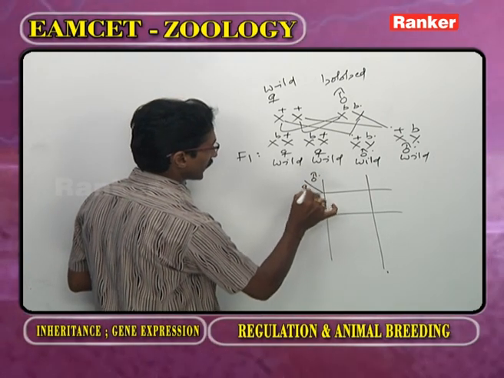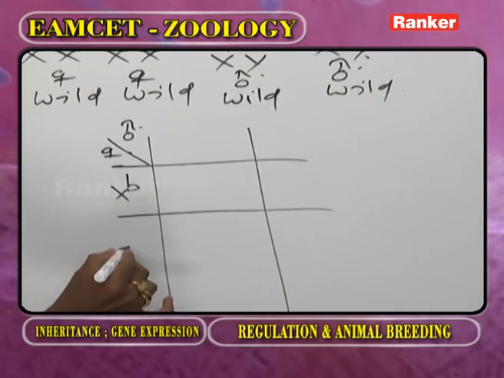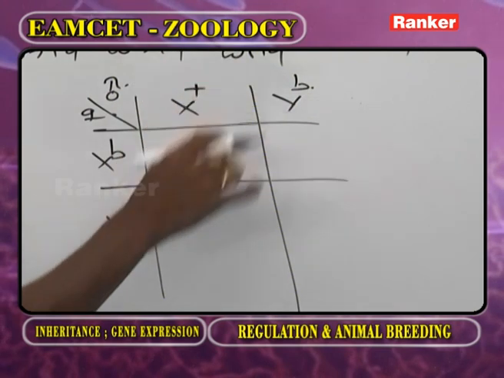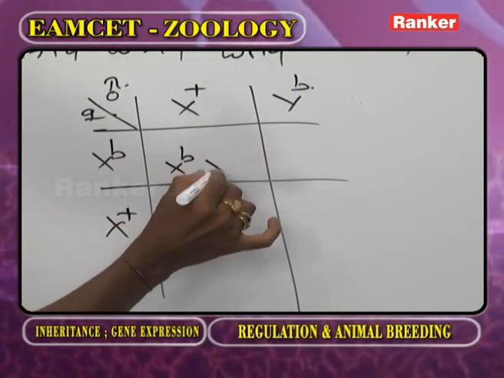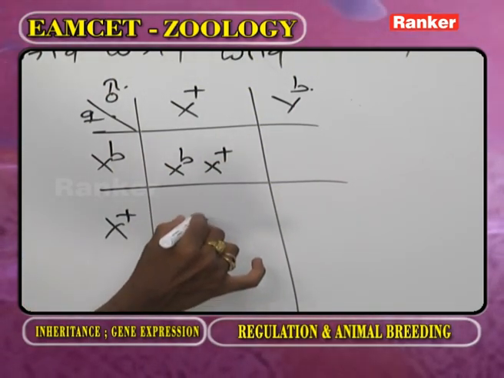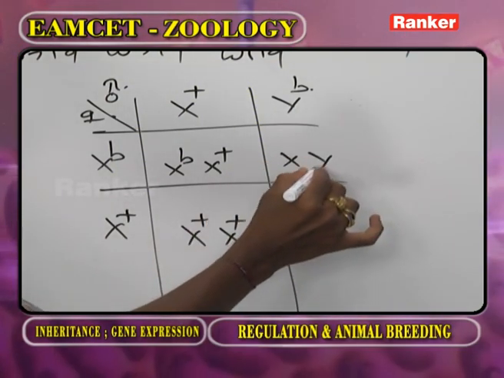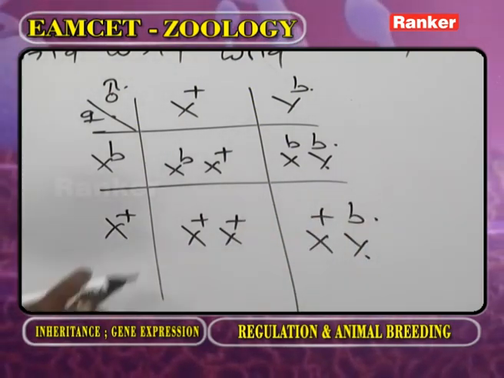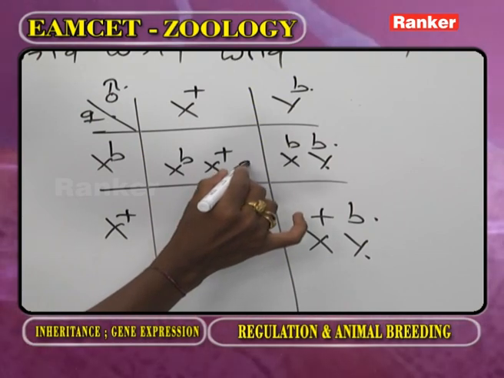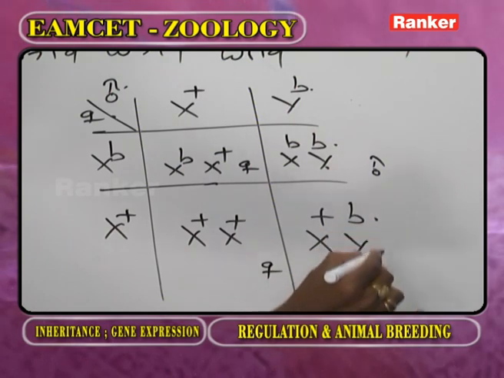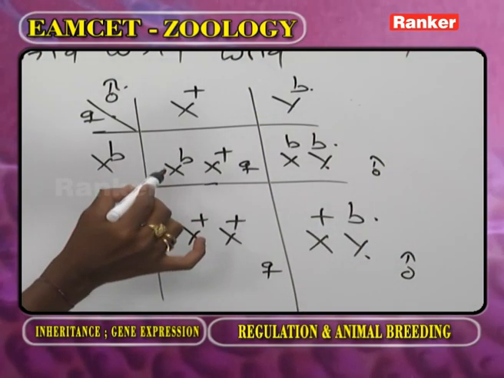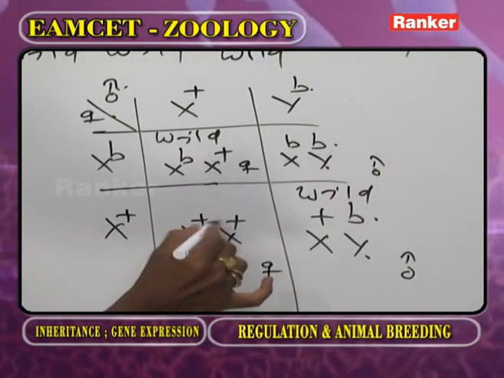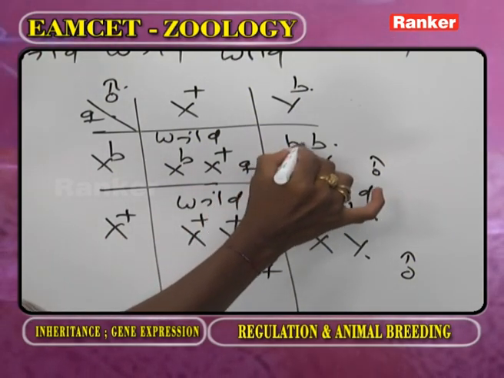Now the male and the female. Now here X b, X plus. What about the male? We take X plus Y, X b Y. You observe the cross. Now X b X plus, X plus X plus, X b Y, and X plus Y. Now here 2X, no doubt this is female. This is female. XY male. XY male. Now you observe the genotype b and plus. It is wild. Now b plus, it is wild. And this is 2 plus, wild. And this is small b, bobbed.